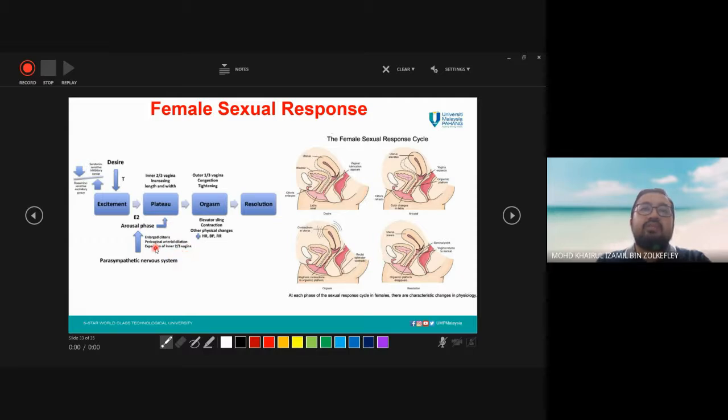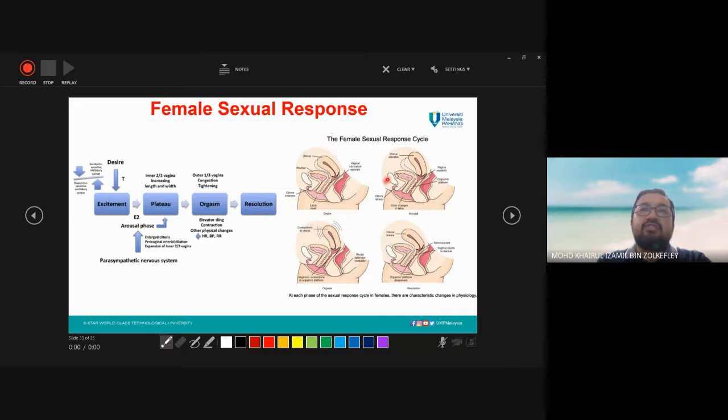Maknanya dia untuk menerima penerimaan penis lah untuk bila expel out of sperm, nak menyediakan environment ataupun keadaan ruang yang sesuai supaya boleh menyediakan sperm tu boleh masuk. So that's why inner to the vagina increasing length and width. And then orgasm, outer one-third vagina congestion, tightening berlaku, elevated sling contraction, other physical changes juga pun berlaku, heart rate, blood pressure and respiratory rate.